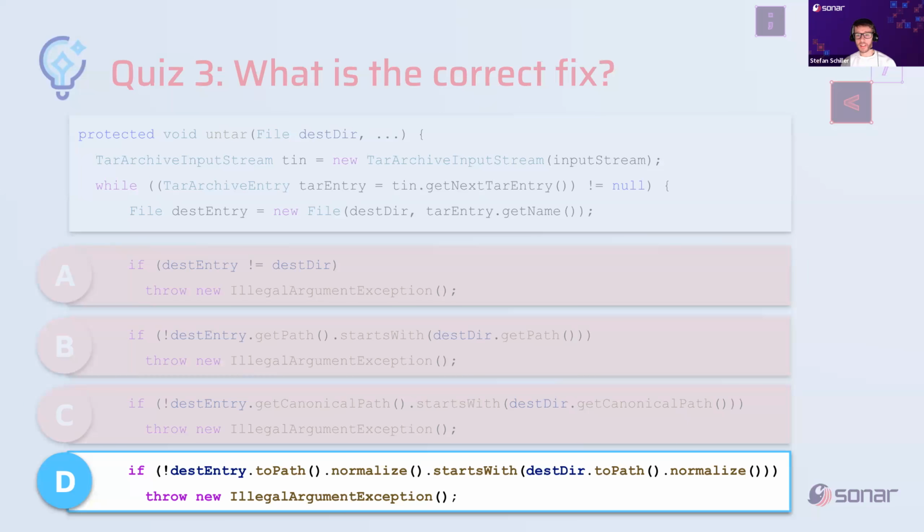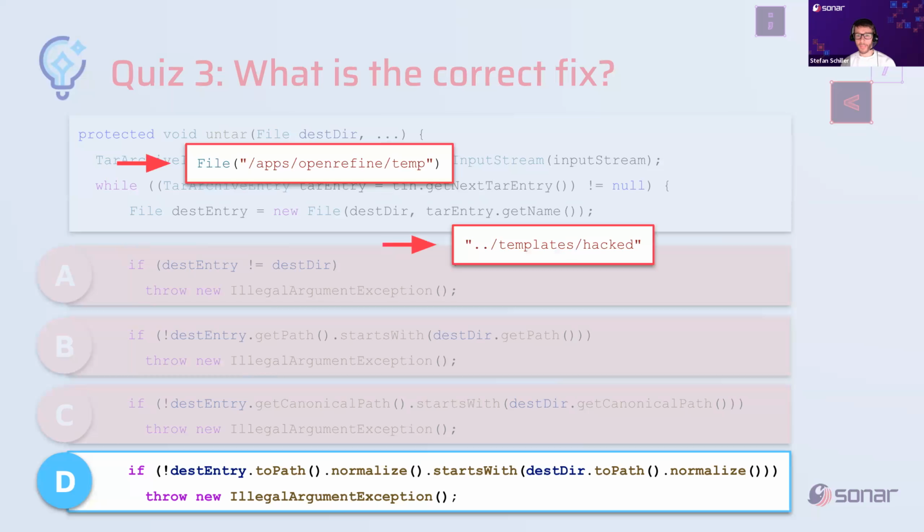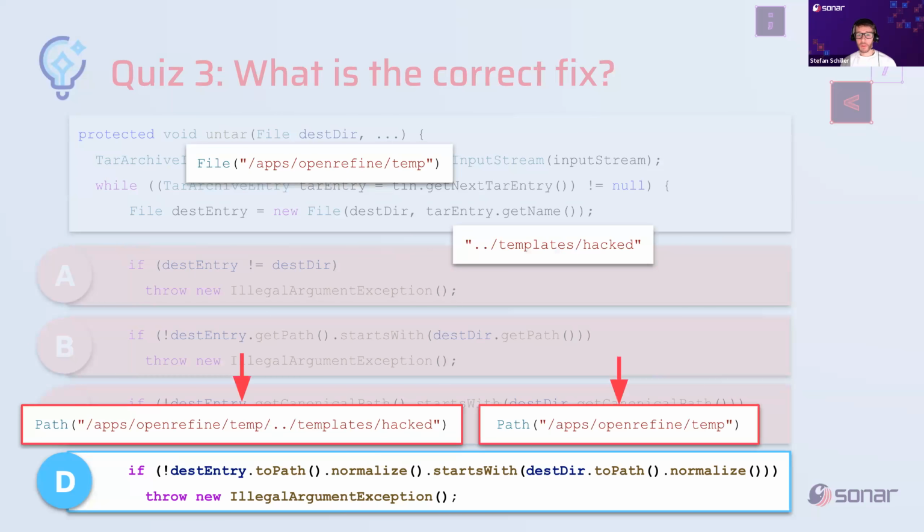Here, the toPath method is used in order to convert the file objects into path objects. Let's assume we have these values from our last example again. Both file objects, the dest entry and the destdir, are converted to path objects. And next, the normalize method is called on both of these. Thus, the .. sequence in the dest entry is resolved, and the final folder is the templates folder again.